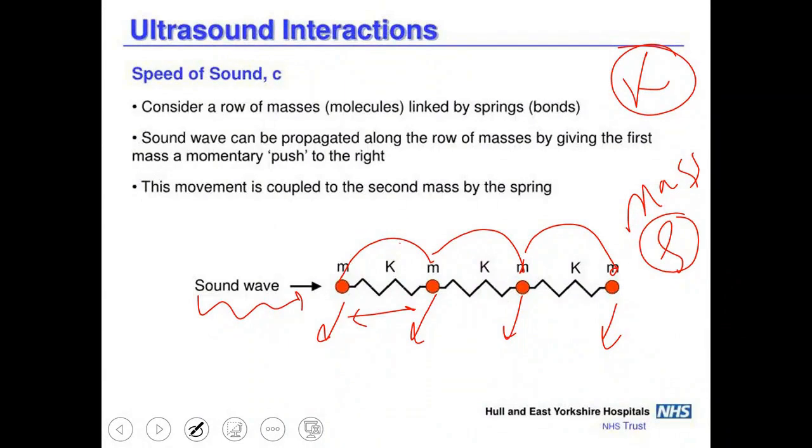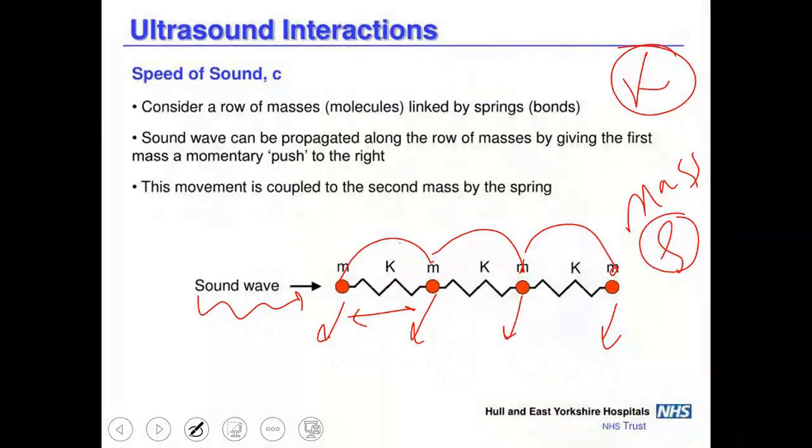Here the red circle is small in terms of mass, while the stiffness is high, meaning there is a strong bond between the molecules.